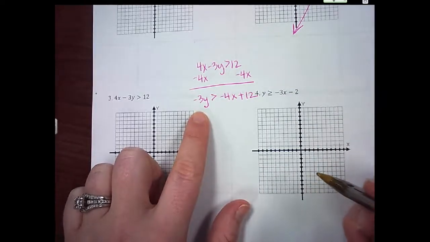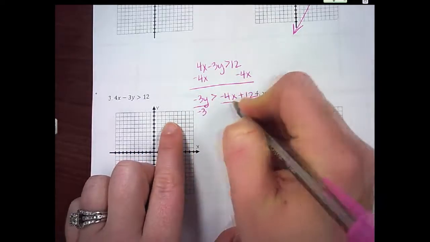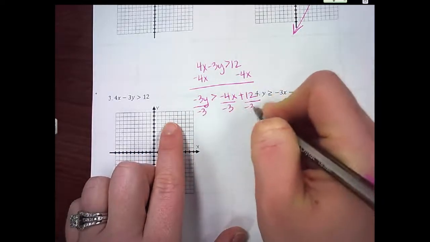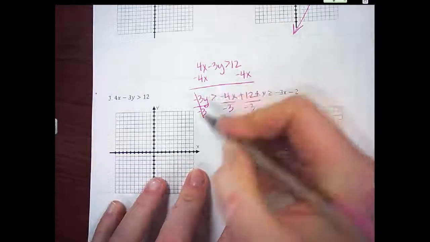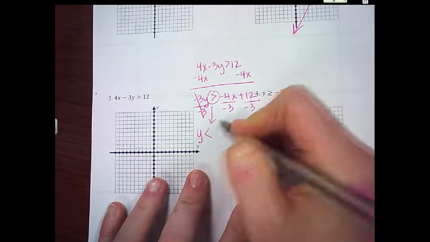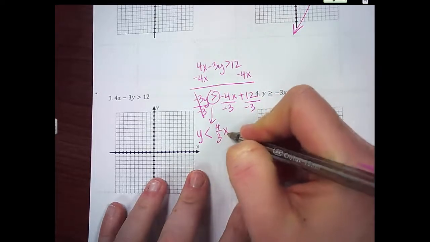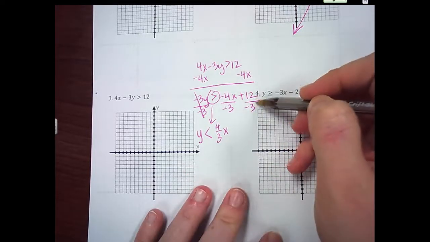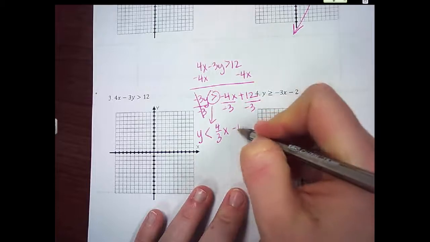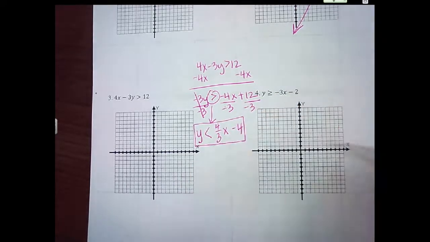Because it's negative, I have to flip the sign. So divide by negative 3. Remember, divide on each piece. So the negative 3 goes away, and I'm going to flip the sign. Y is less than. I have 2 negatives here, so this becomes positive 4/3 x, and then 12 divided by negative 3 is negative 4. Okay, make sure you box or circle or highlight that so that we can check your equation.